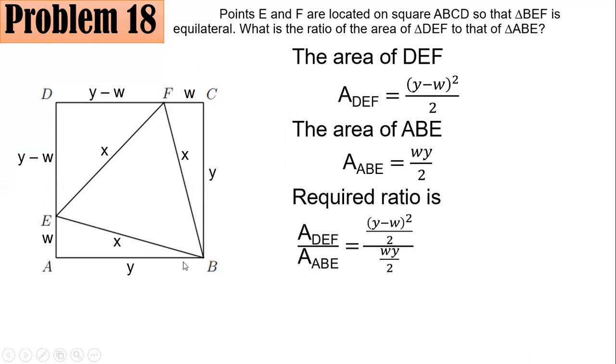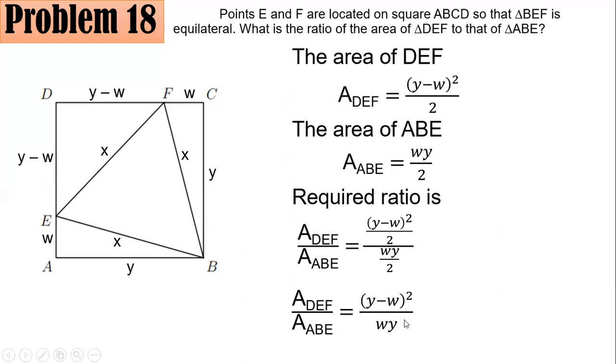we know that the required ratio is y minus w quantity squared all over 2. The area of triangle DEF is y minus w quantity squared all over 2, and over the area of triangle ABE, which is yw all over 2. We can eliminate this 2 over 2. That's why the required expression is y minus w quantity squared all over wy. Now, so we proceed from here.